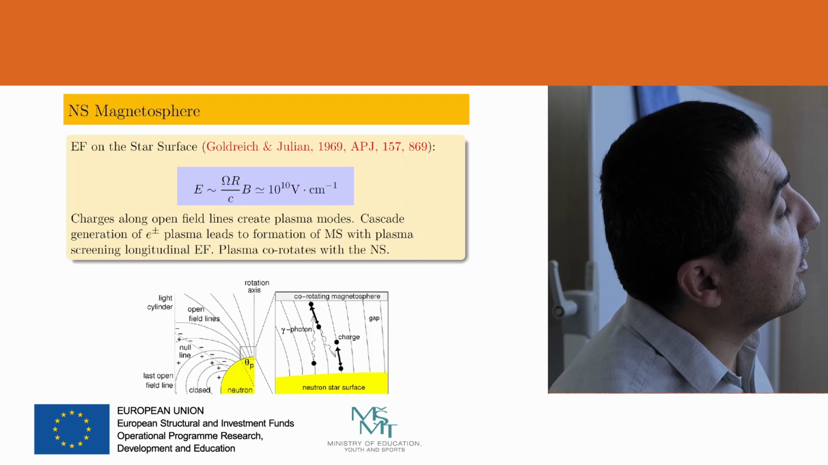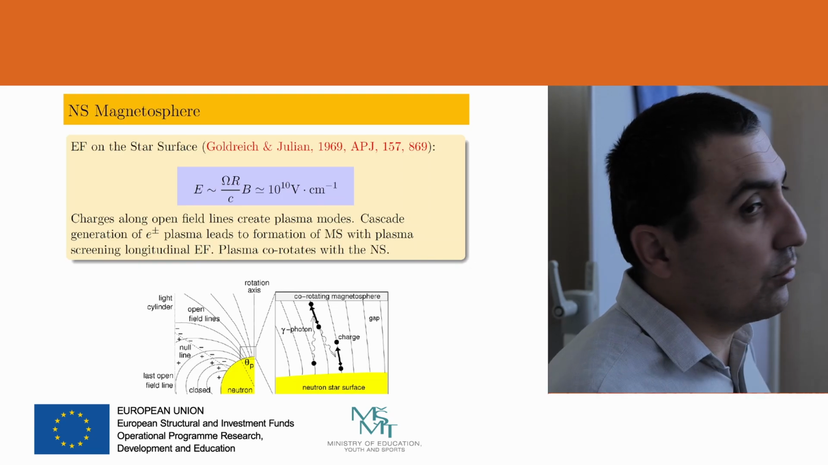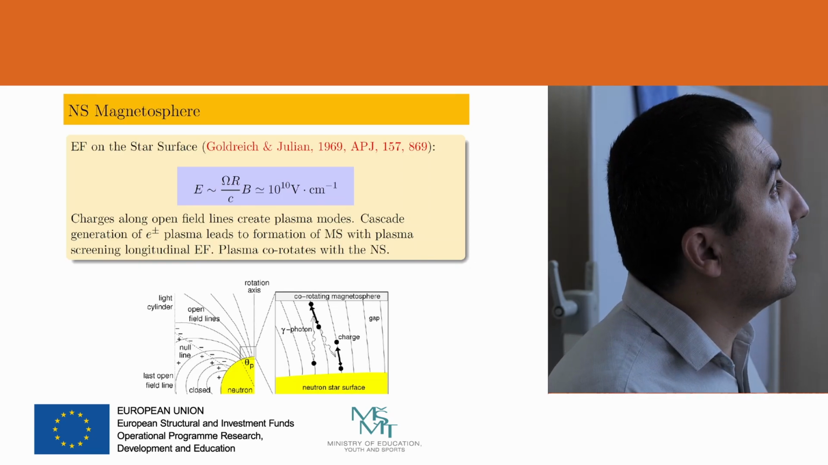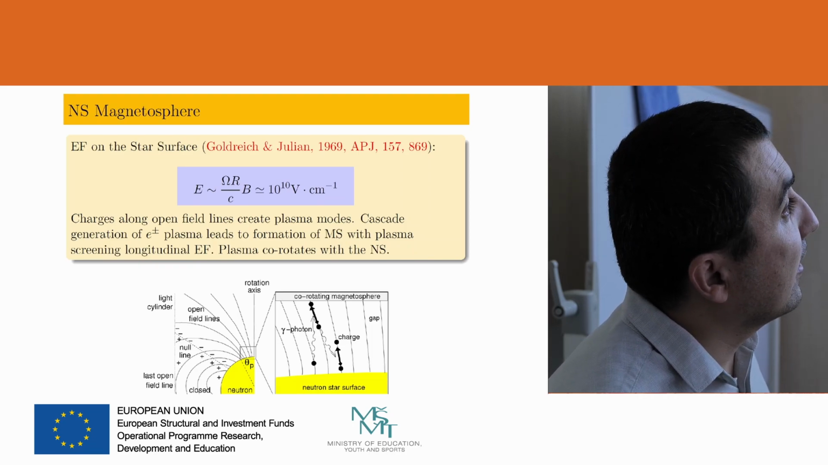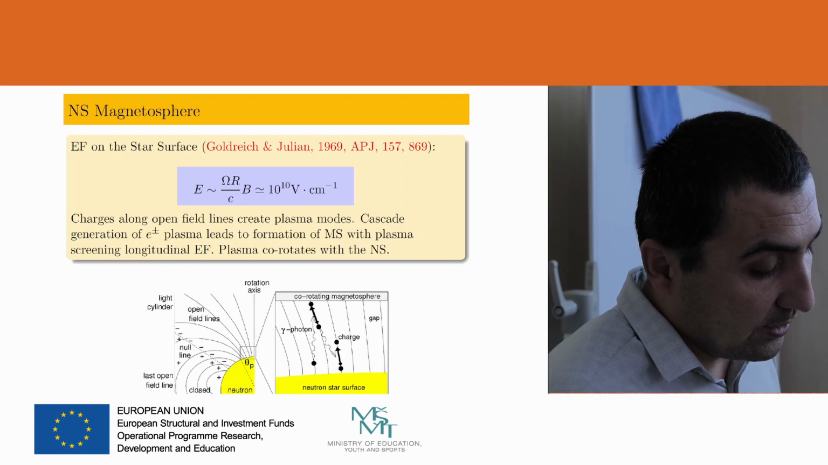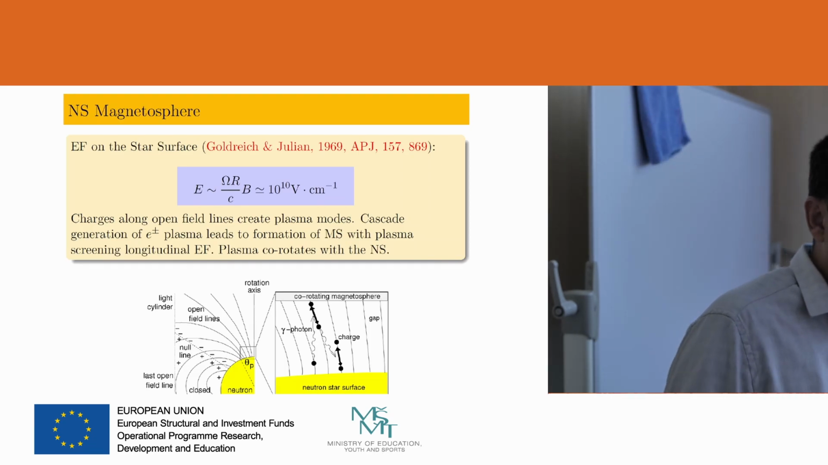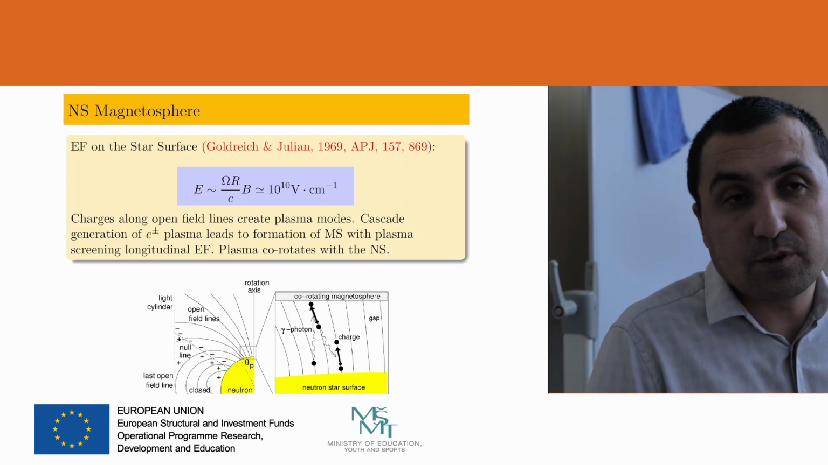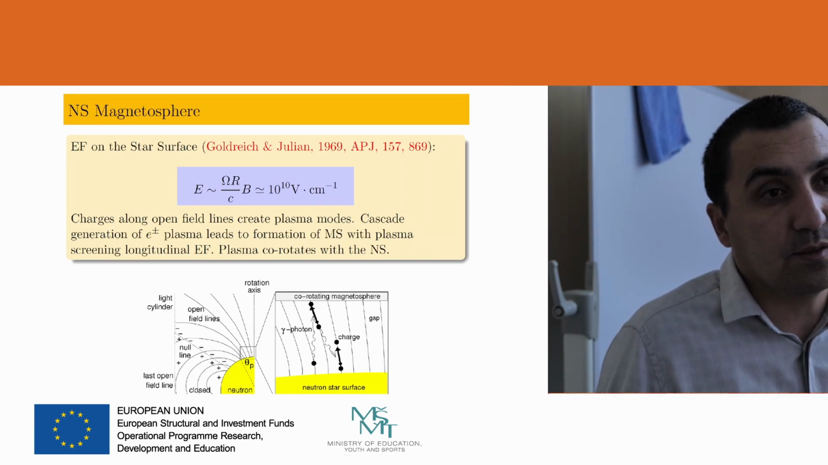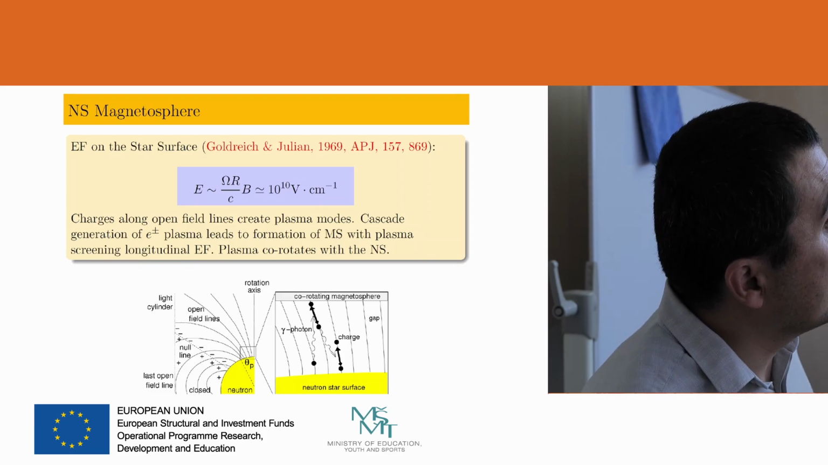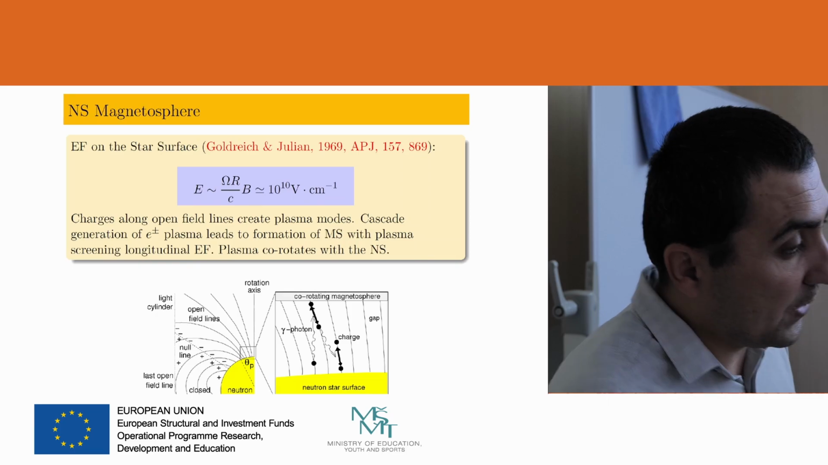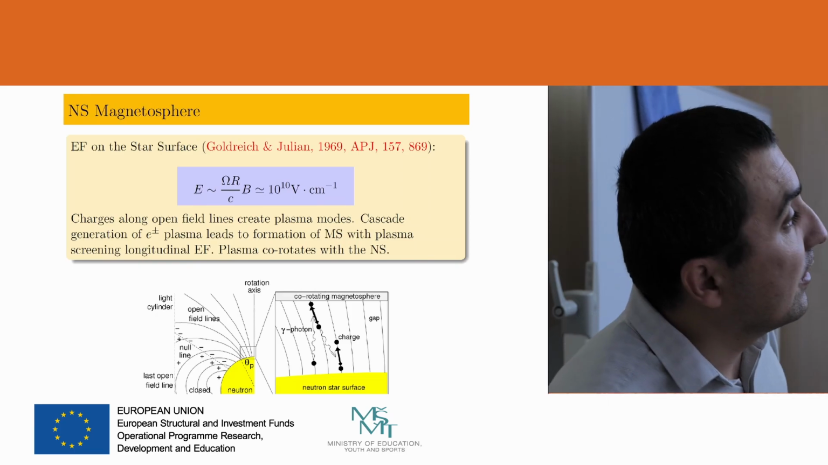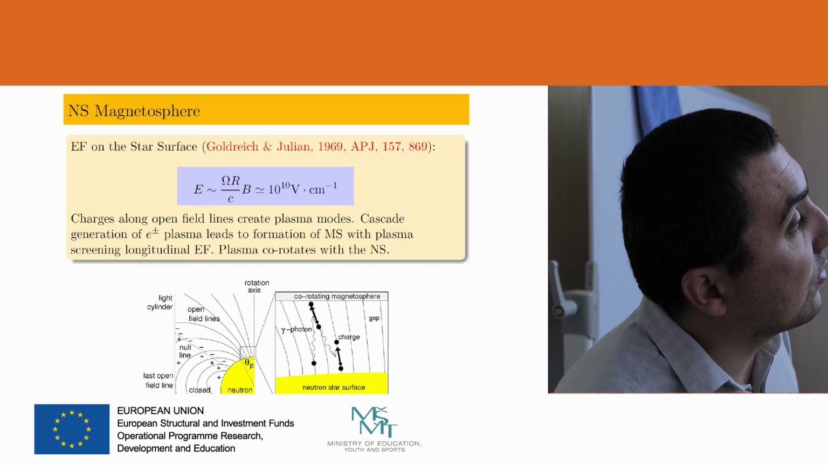This high electric field can pull electrons out from the surface of the star, and these charges moving along the magnetic field lines create gamma rays. Gamma rays in turn produce pairs, positron-electron pairs. So these positrons and electrons accelerate in opposite directions, and they also create gamma photons.